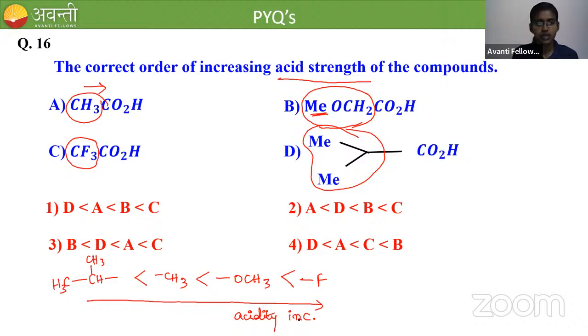So just try to find out the answer. The fluorine containing compound is more acidic in nature, meaning compound C is most acidic. In three options we have compound C. And next is OCH3, so compound B should come next to it. So among 1 and 2 is the answer. And next comes the CH3 group containing compound, which is A, and then comes D, where the isopropyl group is present. It is more electron donating in nature. It increases the electron density on the carbonyl system, making the system more basic. So from lesser acidic value to larger, more acidic value is the increasing order, which is given in option 1: D, A, B, C.